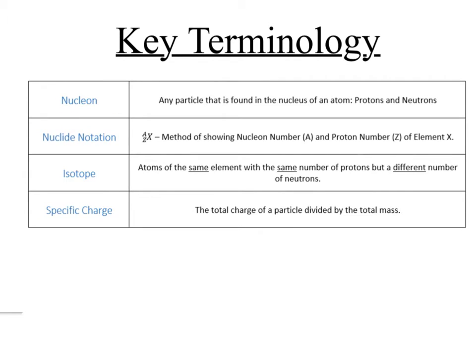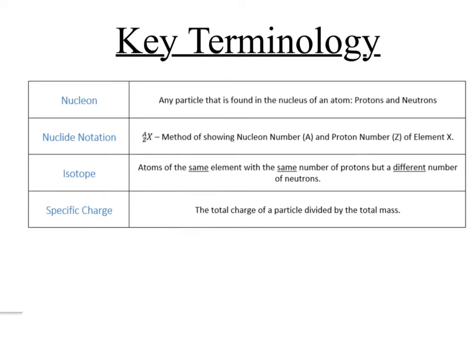So a nucleon is anything you find in the nucleus of an atom, so it would be a proton or a neutron essentially. And where we use that is actually inside nuclide notation. So this is the general case of nuclide notation, and you see it on a periodic table in a slightly different format. So this A is the nucleon number, so the number of protons plus the number of neutrons. And this Z here is the proton number, so just the number of protons.